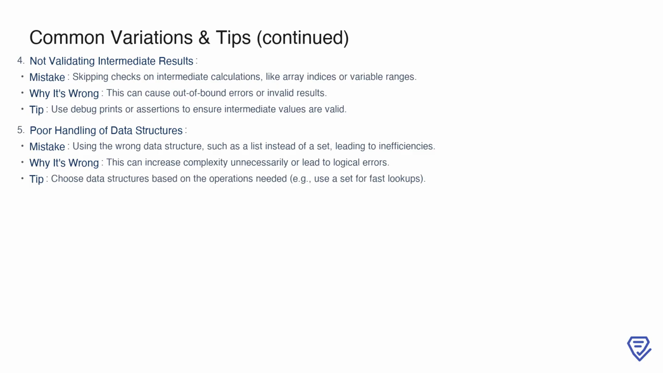Additionally, poor handling of data structures can cause inefficiencies or logical errors. For instance, using a list when a set would be more appropriate can unnecessarily increase complexity. A set, for example, offers faster lookups compared to a list. To address this, choose your data structures based on the specific operations required by the problem. For example, if you need fast lookups, a set or dictionary might be the better choice, while a queue could be ideal for BFS operations.